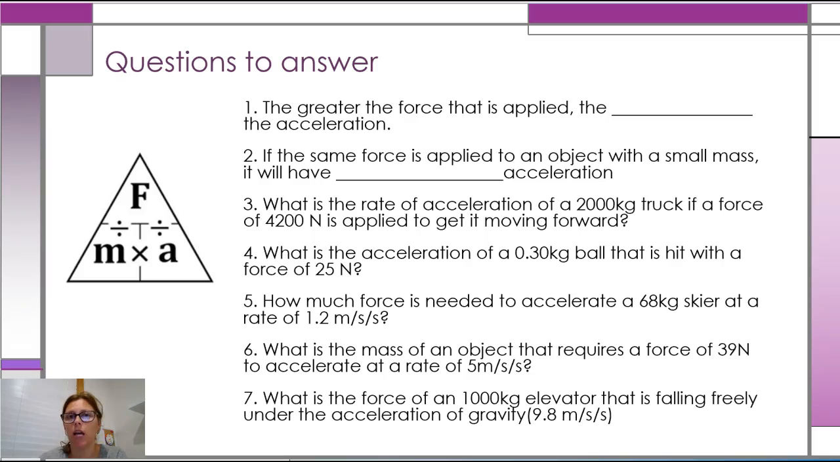So I think I've already answered the first question there for you. The greater the force that's applied, what's your answer? Again, you can pause and write your answer down and then check afterwards, which is a much better way. And the answer is the greater. So if the same force is applied to an object with a small mass, it will have a greater acceleration.